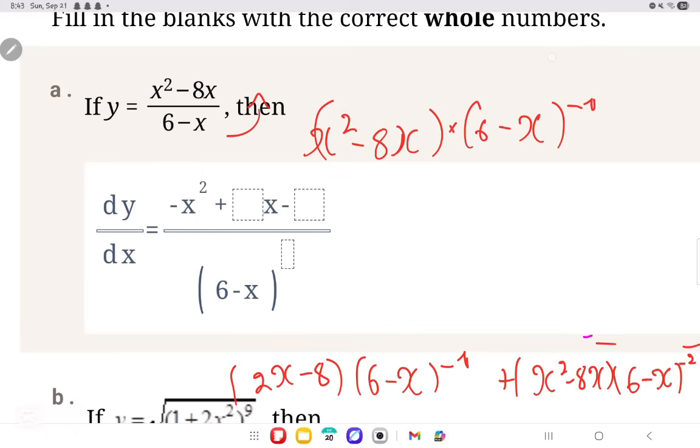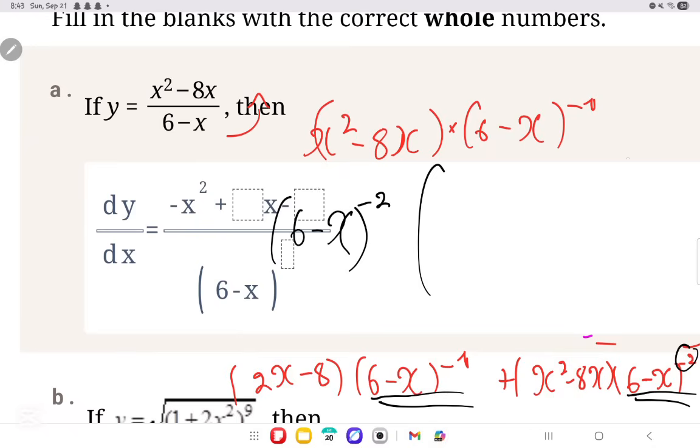Okay? So now we take out what's common. So what's in common between this and this? When we're taking in common between these, we always take the smaller number because they're negative. Minus 2 is the smaller number, so we'll take in common minus 2. So it becomes 6 minus x, all of it to the power of minus 2, multiplied by 2x minus 8, okay? Then, how do you do this? You're going to do minus 1 minus minus 2, which is 1.